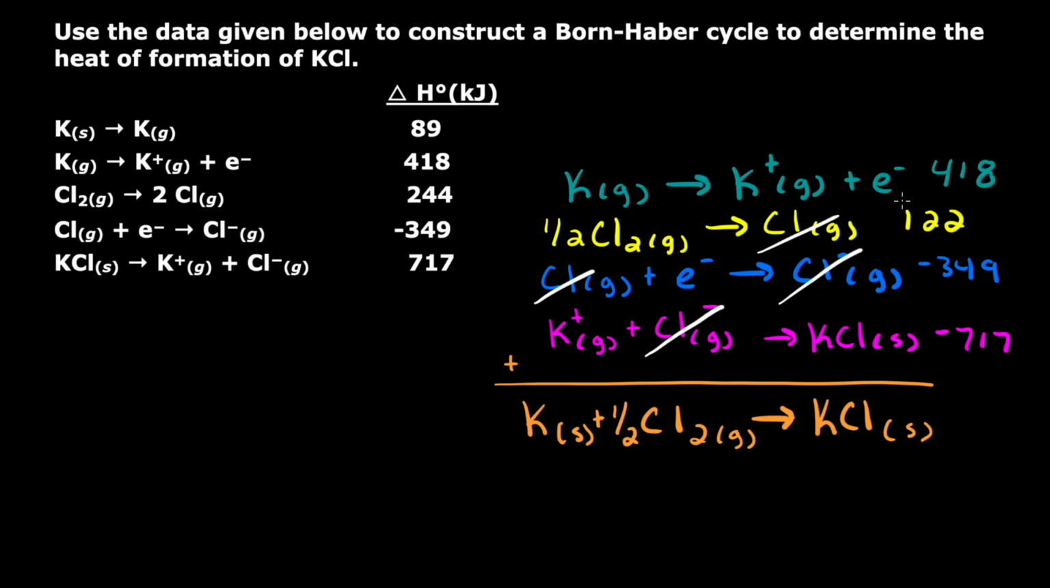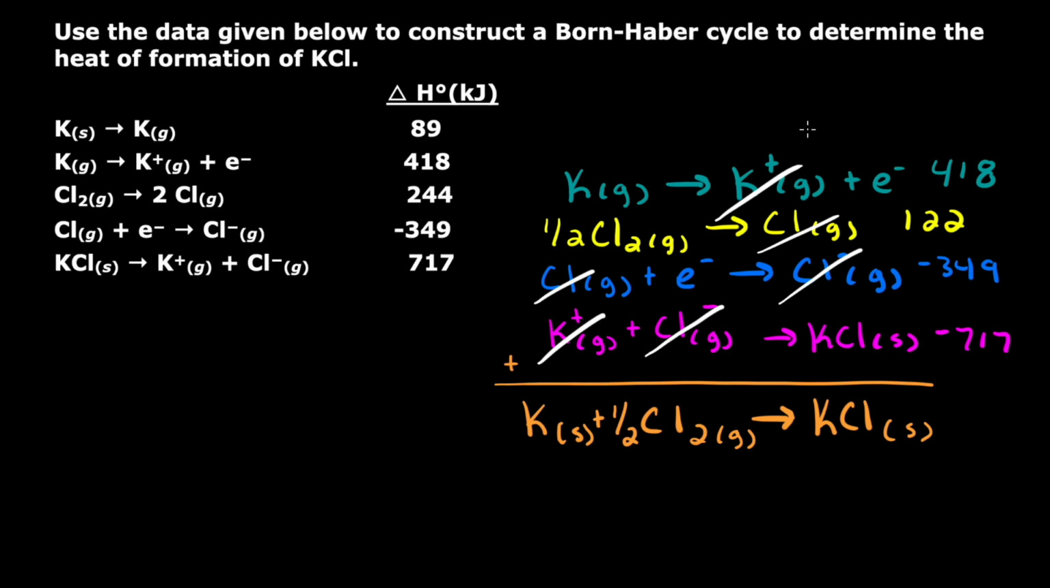And I'll get 418 for that reaction. And now this K plus there will cancel out with that K plus there, and now I got K with no charge right there, and I got K with no charge right there. But the difference is this one is a gas, this one is a solid, so this is not the K that I want. I have to find a way to cancel out this K here. And so I can go up here and see that I got K as a gas as a product there.